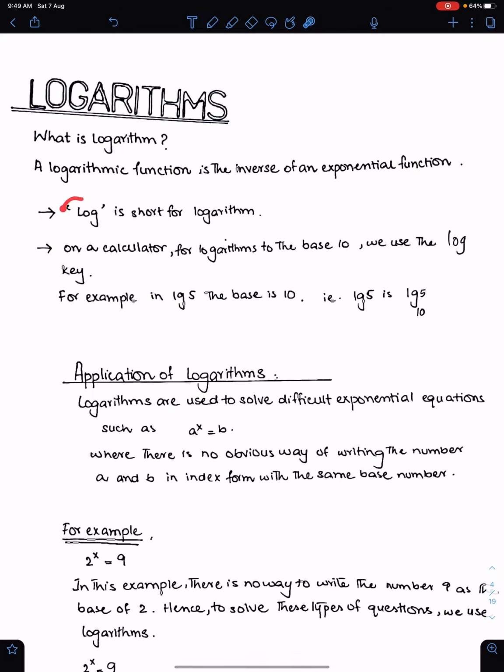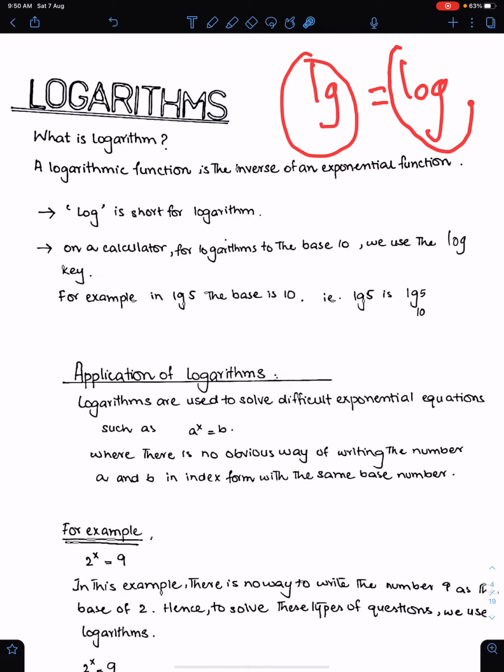Well, log, L-O-G, is short for logarithm. On calculator, for logarithms to the base 10, we use the log key. In writing, we write LG. This is the same as LOG on calculator. So we write LG and we use the log key on calculator. They both mean the same thing. In writing it's LG, on calculator it's LOG, and they both have the same base, which is 10.